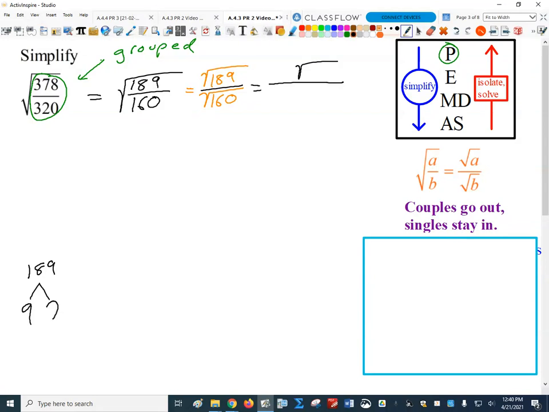So 9 into 189. 9 goes into 18 twice, and it goes into 9 once. So I get 9 and 21. The 9's going to break down, we already said, into a 3 and a 3, and the 21 would just be a 3 and a 7, right? So then couples go out. Let's identify the couples. We'll circle couples. There's a couple, right? So couples go out of the radical. So we get a 3 outside, and then inside, we get a 3 times a 7, right?